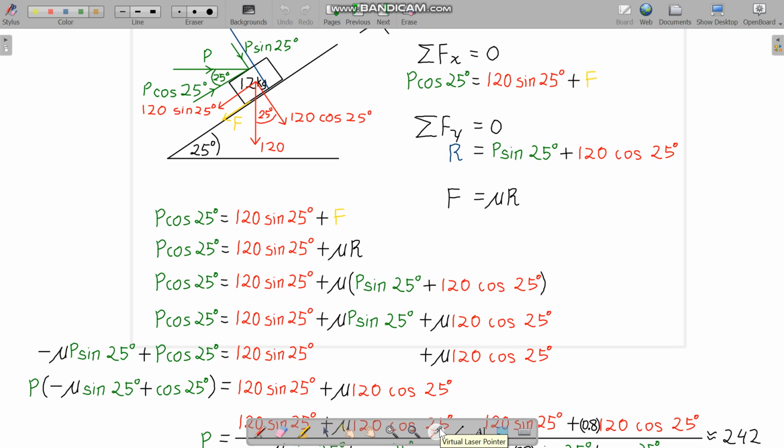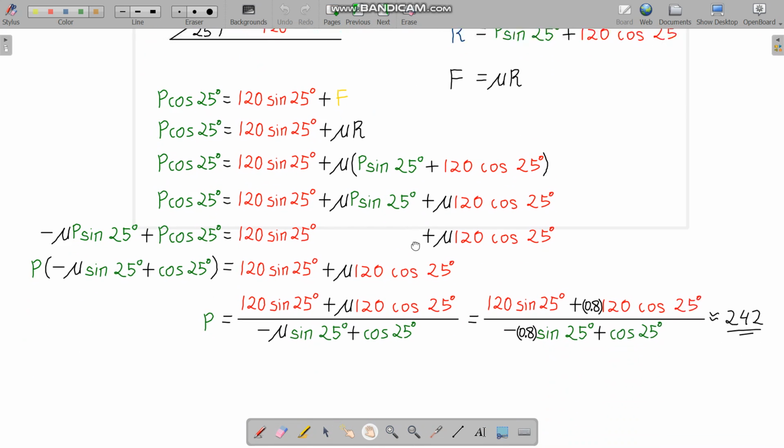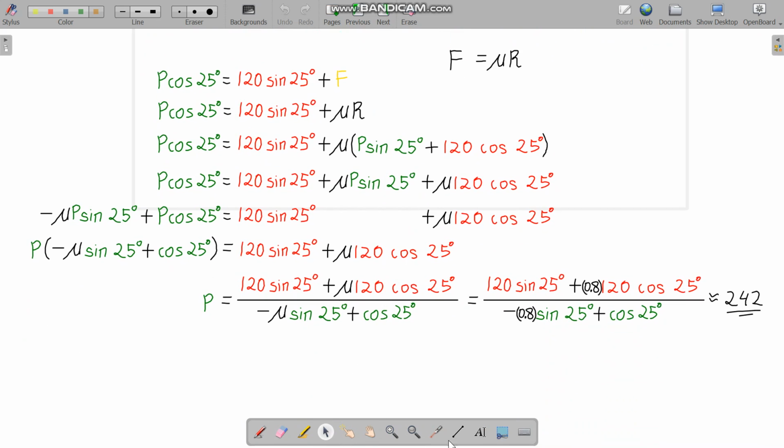Now we're doing algebra. We replace the F with mu R, and then we replace the R with P sine plus 120 cos. Expand, move everything with P to the left, divide, and plug in the value of mu. Use a calculator, we get 242.